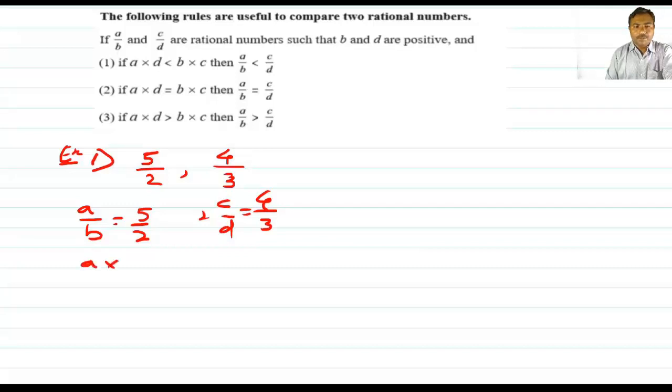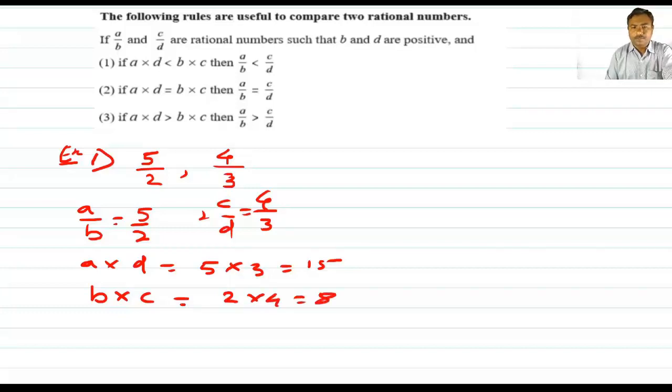A multiplied by D is equal to what? 5 multiplied by 3 is equal to 15. B multiplied by C means 2 multiplied by 4. 2 4s are 8. Here 15 is greater than 8. Therefore, 5 upon 2 is greater than 4 upon 3.